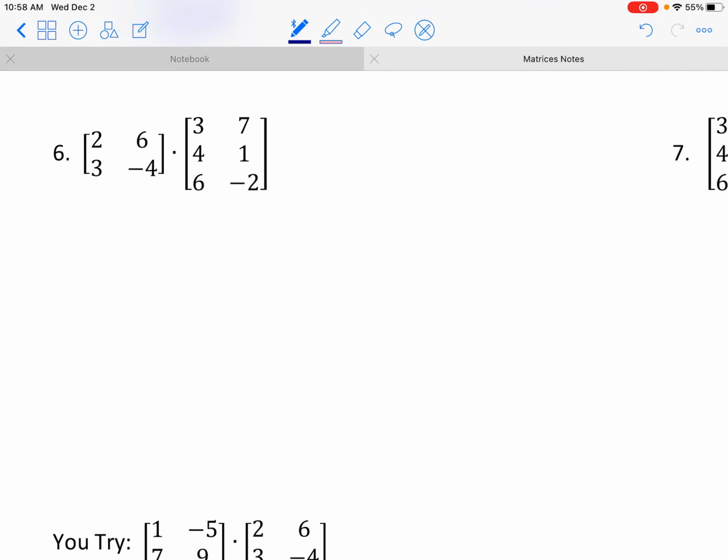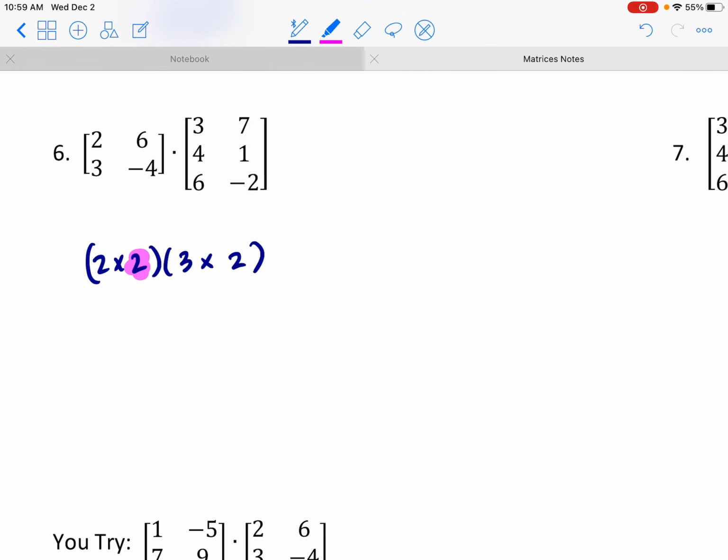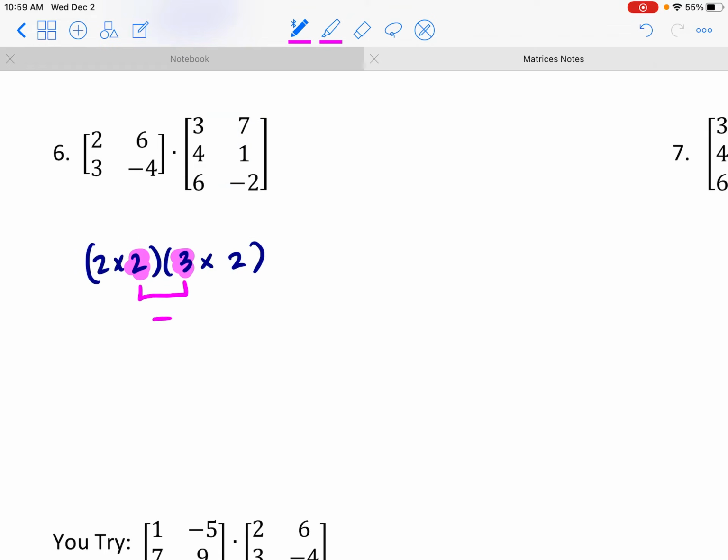Let's look at this next guy. So we want to identify if this is going to be possible. This first matrix is a 2 by 2 matrix. And then this next one is 3 rows by 2 columns. So this multiplication, not possible. What a bummer. You're bummed, right? This is not possible because 2 does not equal 3. So since these are not equal, this is not possible.